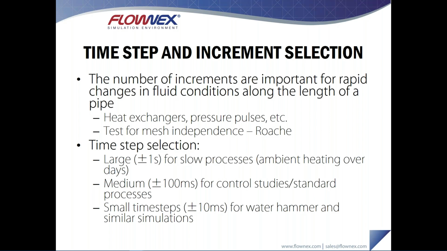Flownex has an implicit solver, so we can ensure conservation of all of our primary variables. So we basically ensure our conservation of mass, energy, and momentum. And we can then take larger time steps in these scenarios because we're not seeing very big changes in our system conditions across time. We may be able to take time steps of a second, maybe upwards of that. In some really slow processes, we could take time steps in the order of minutes or hours.